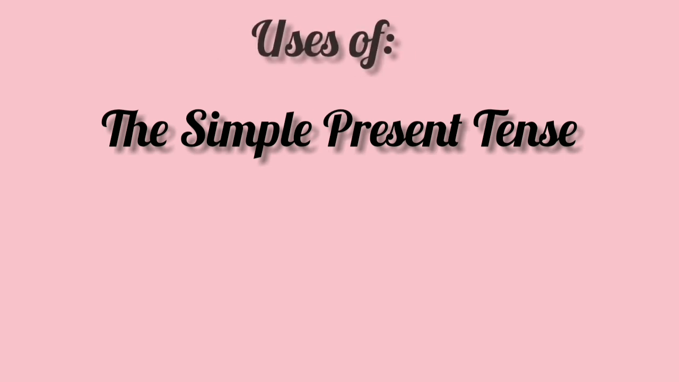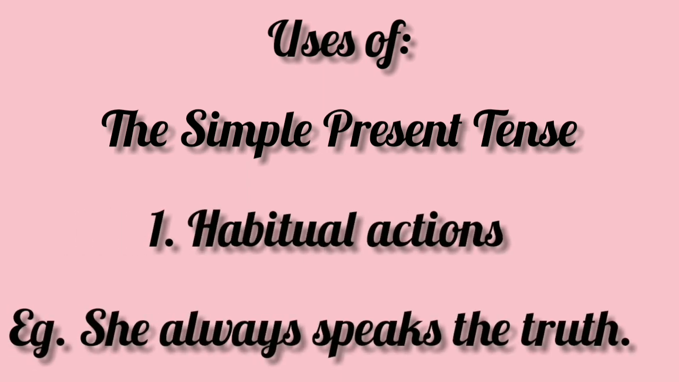We use the simple present tense to talk about, first, habitual actions or routines. For example, she always speaks the truth. Here, the verb is speaks, which is in the simple present tense, and it talks about the habit of the girl always speaking the truth.